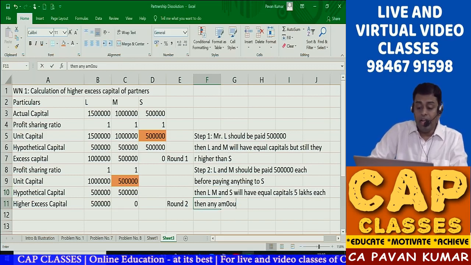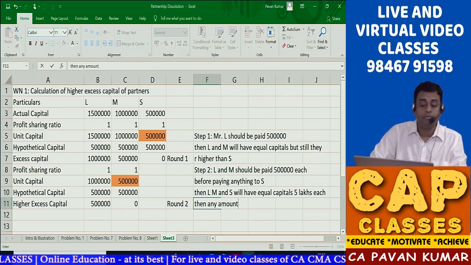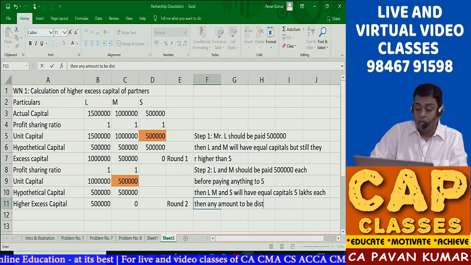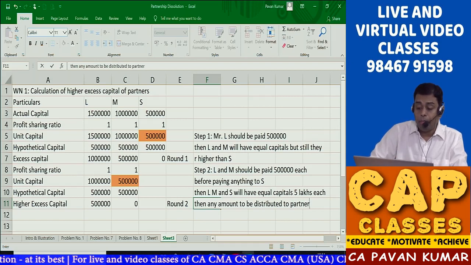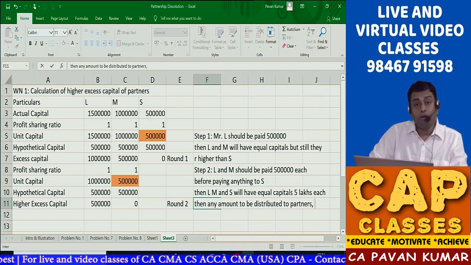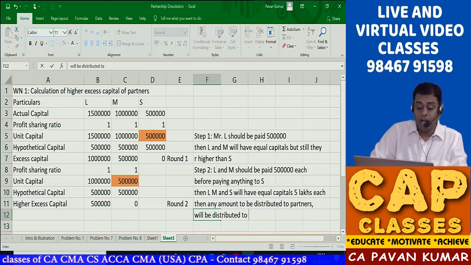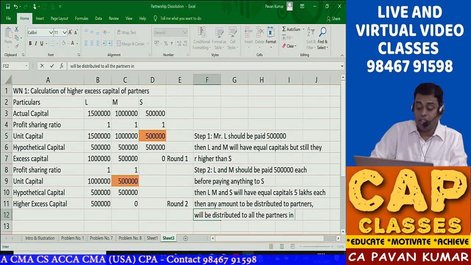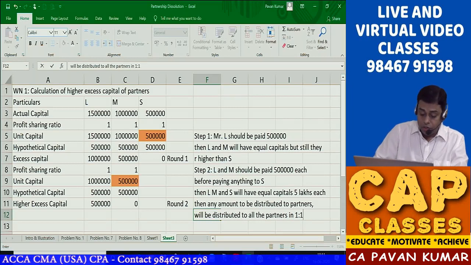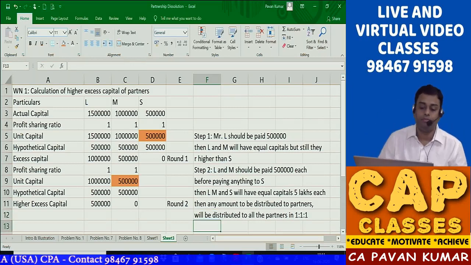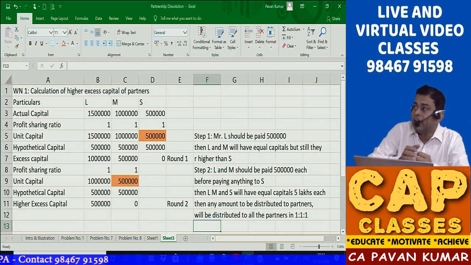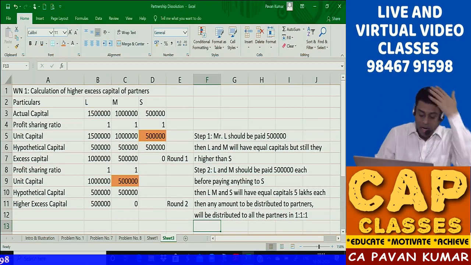Then any amount to be distributed to partners will be distributed to all the partners in the ratio 1 is to 1 is to 1. That's it. So do you understand this working note? This is what our step 1 is. We start here.